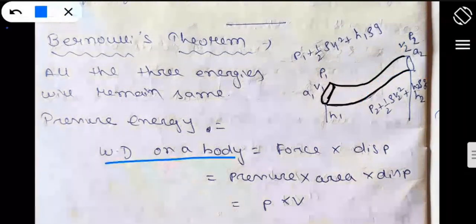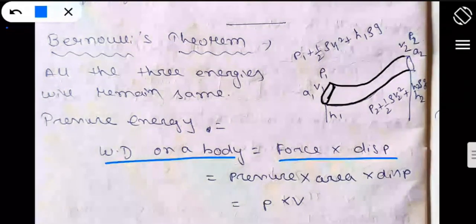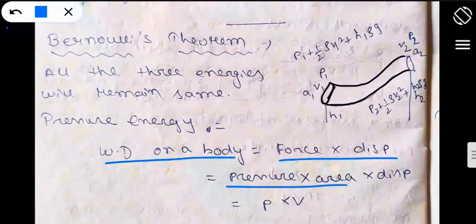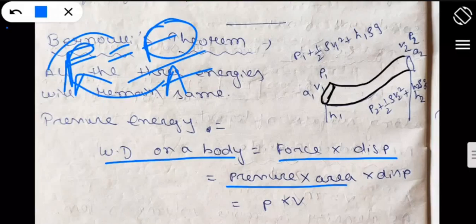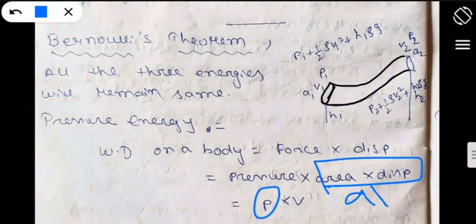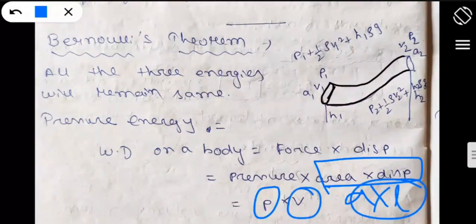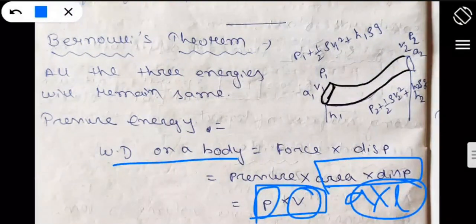Work done on a body, okay, work done on a body is force into displacement. So what is a force? Pressure into area, because we know it very well. Pressure is equal to force upon area. So what is force? Pressure into area, right? So I can write it as pressure P and area into displacement, that is A into L, that is known as the volume. So P into V. Okay, so work done on a body, formula is what? P into V.